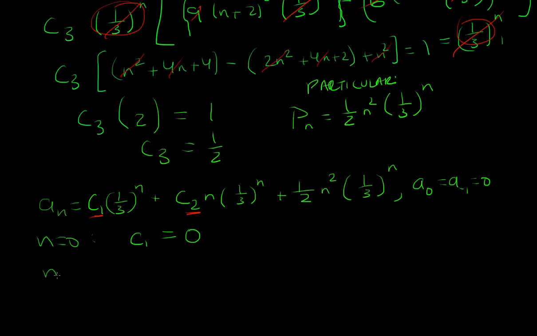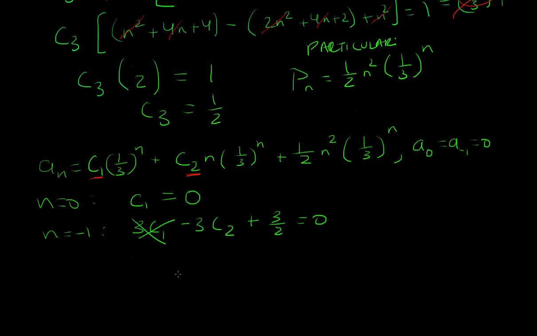And then if I plug in n = -1, I better end up with 0. So I have C1 times (1/3)^{-1}, which is 3C1. Then C2 times -1 times (1/3)^{-1}, which is 3 times -1, is -3C2. And then (1/3)^{-1} is 3, and (-1)² is 1, times a half, so it's going to give us 3/2. That equals 0. But we said C1 is 0, so ignore that. Add 3C2 to both sides, and then divide by 3 to get 1/2 equals C2.